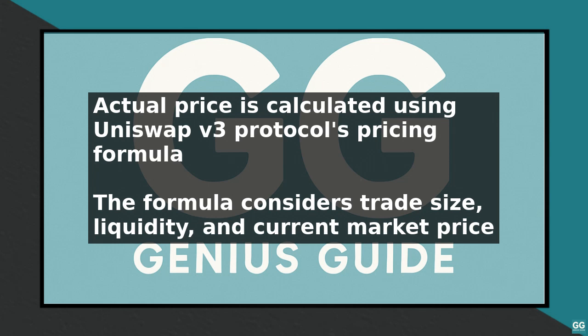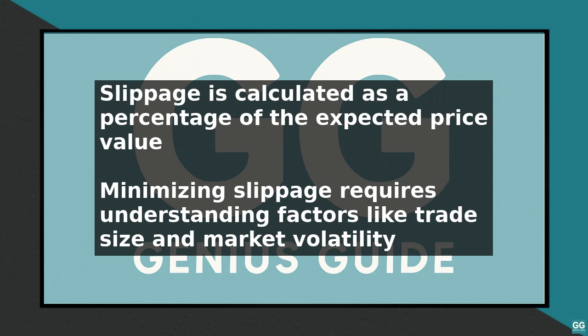To minimize slippage on Uniswap v3, it is essential to understand the factors that affect it, such as trade size, liquidity, and market volatility. By using limit orders, splitting trades into smaller sizes, and avoiding trading during periods of high volatility, you can reduce the impact of slippage on your trades.